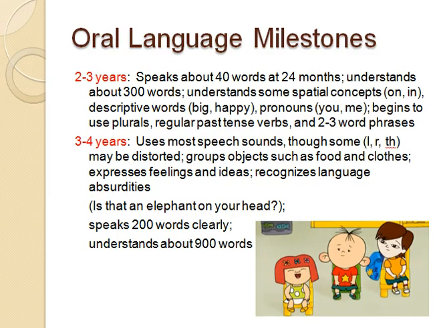He understands about 300 words and understands some spatial concepts such as on and in, or descriptive words big and happy, and pronouns you and me. He begins to use plurals and regular past tense verbs, and is speaking in 2 to 3 word phrases. At 3 to 4 years, he uses most speech sounds, though some, like the L, the R, and the TH, may be distorted. He groups objects such as food and clothes, he expresses feelings and ideas, and he recognizes language absurdities such as, "Is that an elephant on your head?" He speaks 200 words clearly and understands about 900 words.